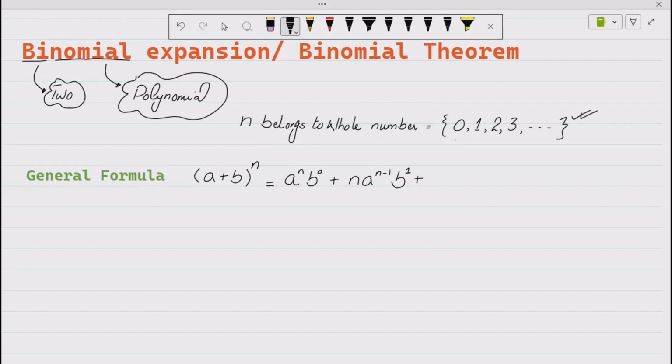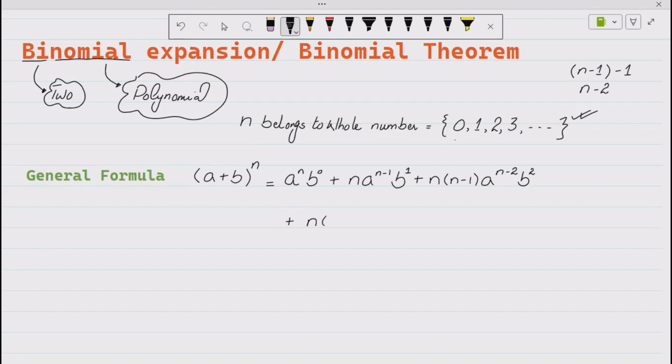Then we have again the n as it is. Now the power of a again comes down, so n minus 1. Then a, now again from n minus 1 subtract 1, so it means n minus 2, right? So from n minus 1 we subtract again 1, and we get n minus 2, and then the power of b is 0, 1, and now 2, and the next term is plus, I am writing it below.